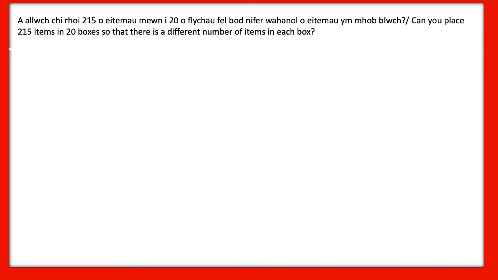So, question for you here is, can you place 215 items in 20 boxes so there's a different number of items in each box? Well, the simplest situation is to say, all right, I want 1 plus 2 plus 3 plus 4, so I've got to have a number of different things, plus 5 plus ellipsis, which means on, up to 20. And I need to know what that is.